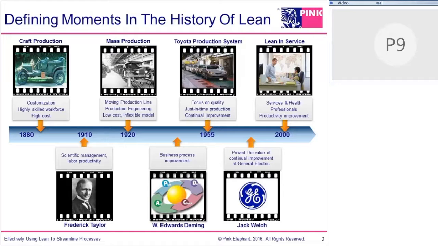So when did Lean finally make it into the service end of things, which of course IT is a service? So when did Lean get there? Well, it's actually around the turn of the century. And the first organizations to adopt Lean in a service vernacular was healthcare. Not healthcare IT, but the healthcare clinical side.